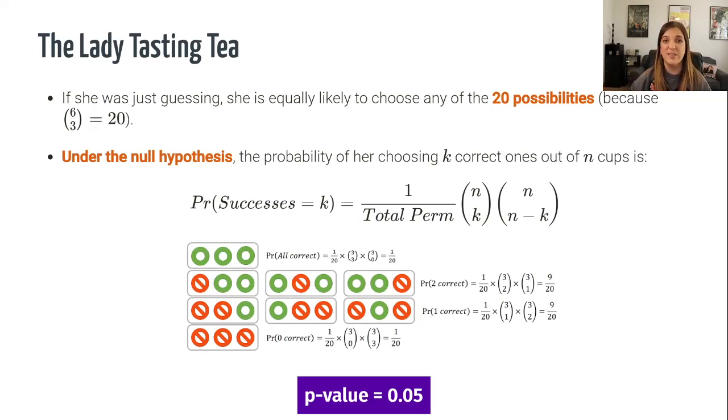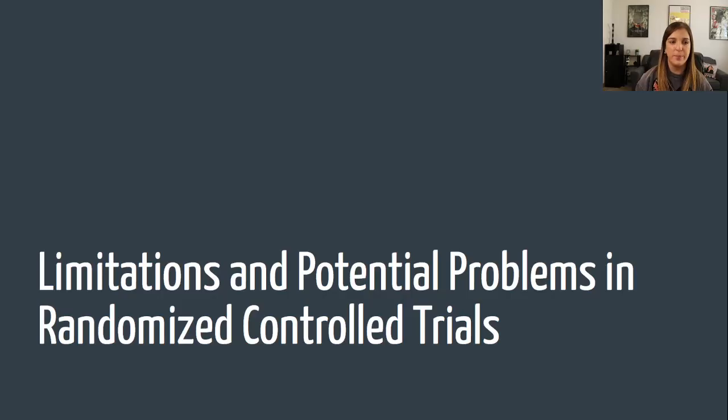It is a 5% chance. That's very low, okay? So because this is very low, we conclude that she is actually telling the truth, and she knows how to distinguish tea first versus milk first. So we're rejecting the null and going towards the alternative hypothesis, that she does know what's happening. Great.